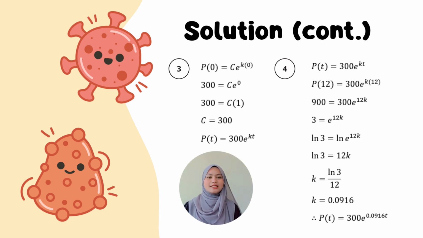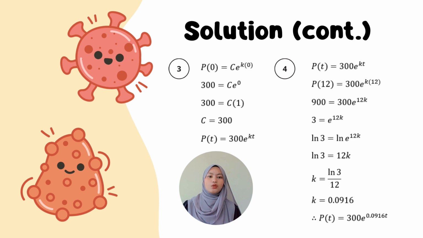For the fourth step, which is the last step, we need to find the differential equation for the yeast population. Therefore, we need to use the equation from the previous step, which is P(t) equals 300 e to the power of kt. After that, we need to substitute the value of 12, which is 12 minutes. So, the next equation will be P(12) equals 300 e to the power of k times 12. We know that P(12) equals 900. Therefore, we can divide 900 by 300, and the answer will be 3 equals e to the power of 12k.